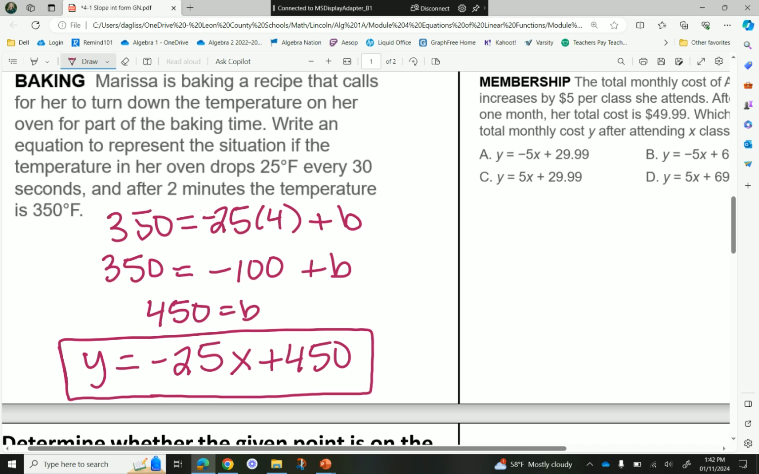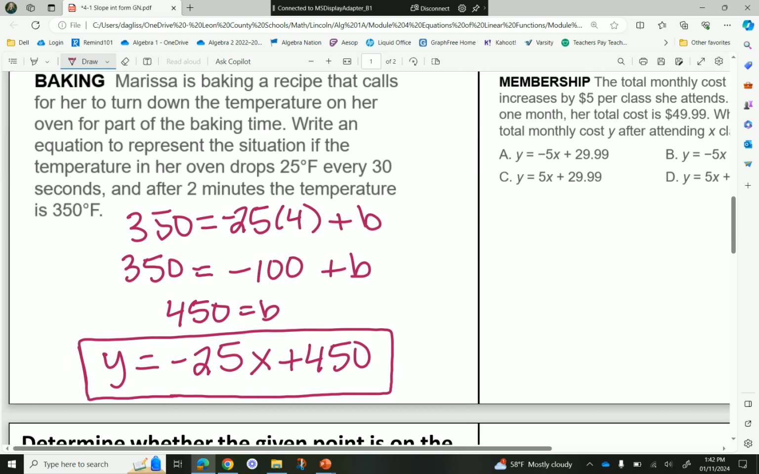All right. So again, we started with what we had. It told us that the oven was at 350 degrees after our temperature dropped 25 degrees each 30 seconds, and that happened for 2 minutes. So we know it dropped 4 times. That's where the 4 came from. That's how we found our starting value of 450. And then we could write the equation to find the temperature at any given time.